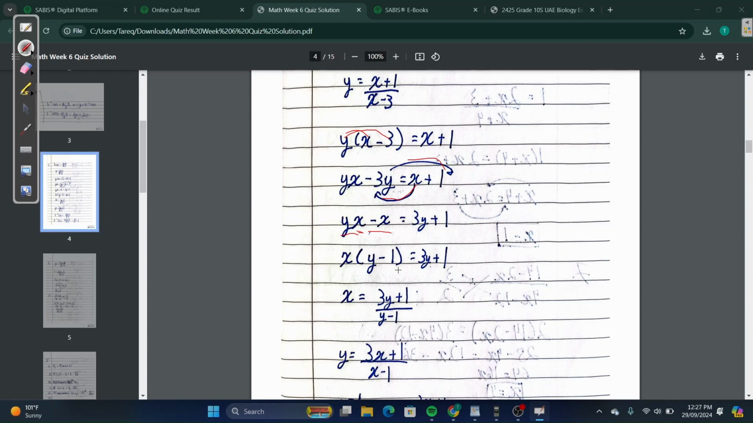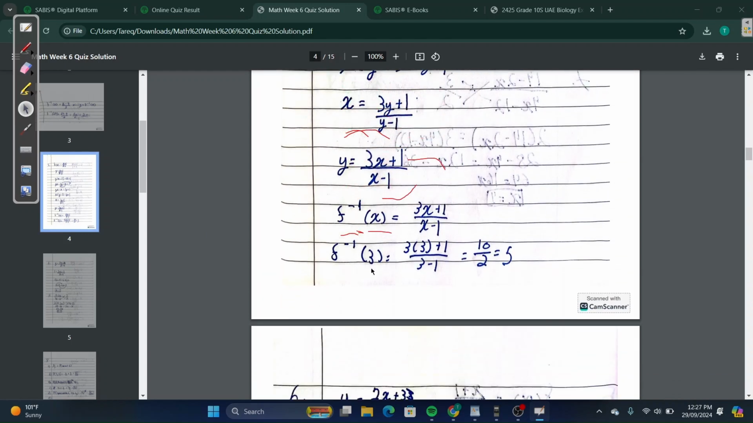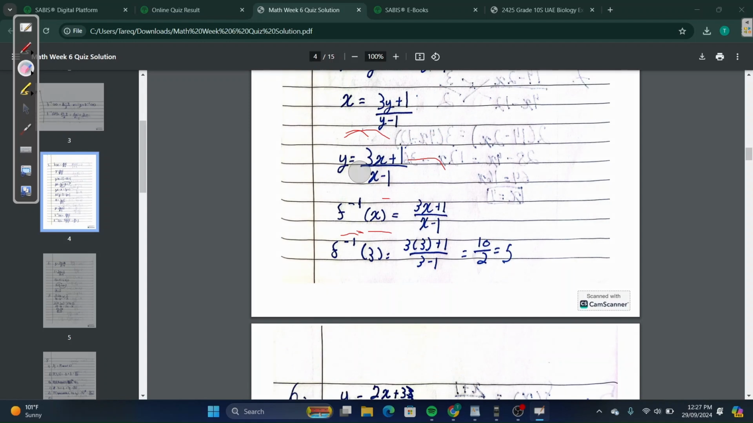So now you divide by y minus 1 on both sides. This is what you get. Now again, you interchange x with y. y equals 3x plus 1 over x minus 1. And again, this is your inverse function. So now you're going to want to substitute 3, because that's what they asked for. So 3 times 3 plus 1 is 9 plus 1, which is 10. x minus 1 is 3 minus 1, which is 2, so 10 over 2 is 5, and 5 is your answer.